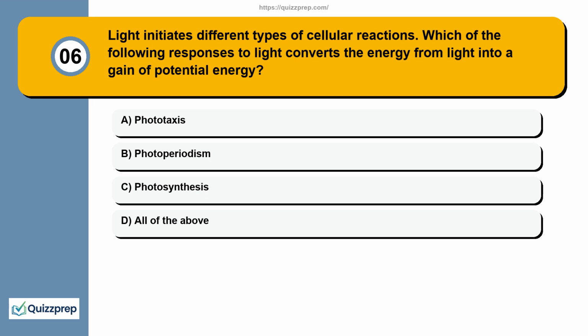Question 6. Light initiates different types of cellular reactions. Which of the following responses to light converts the energy from light into a gain of potential energy? Phototaxis, photoperiodism, photosynthesis, all of the above.